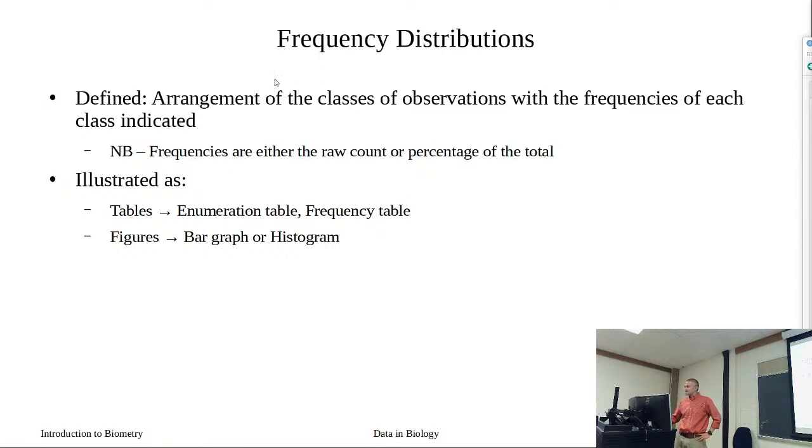When we take these frequencies and make them into a table, we call that a frequency table or an enumeration table. I tend to use frequency table throughout the class, but know that enumeration table is the exact same thing. If we report these numbers in a figure, then it's going to be one of two types: either a bar graph or a histogram. The difference between these two is based on the type of data that we're looking at. If it's qualitative data, so if it is categories, we're using a bar graph. If we're working with numeric quantitative data, continuous or discrete, then we're going to make a histogram. All right?